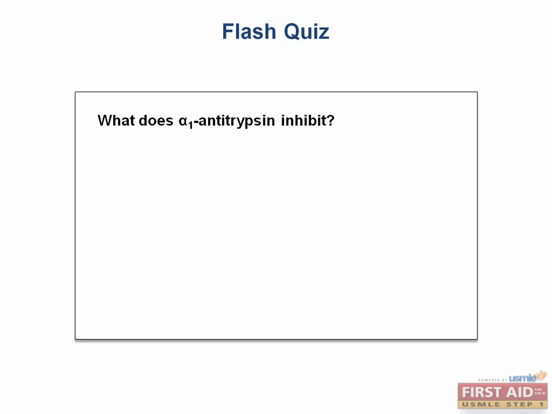Flash quiz. What does alpha-1 antitrypsin inhibit? Elastase in the lung.